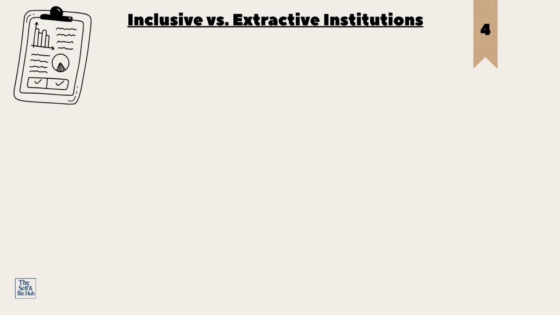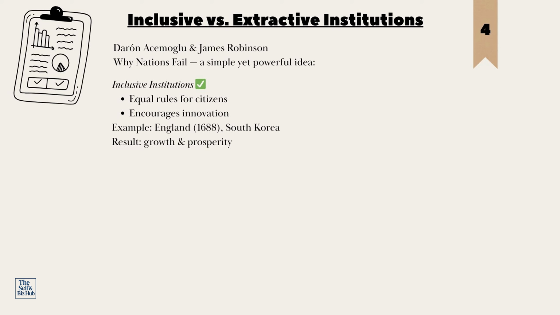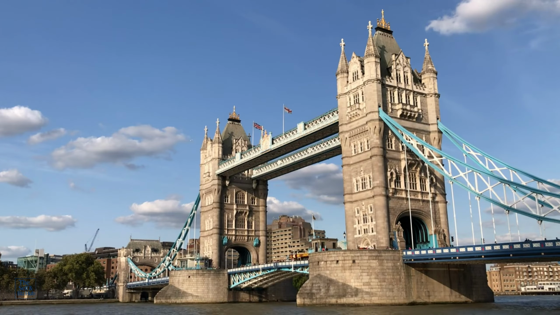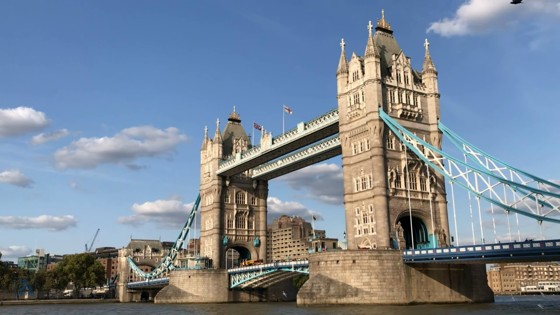Inclusive versus extractive institutions. In the previous lesson, we already touched on inclusive and extractive institutions. Let's revisit them. Daron Acemoglu and James Robinson, in their book Why Nations Fail, present a simple yet powerful idea. Inclusive institutions bring citizens into the economy, ensure equal rules of the game, and encourage innovation. Example: England after the Glorious Revolution of 1688. Parliamentary control limited the monarchy, creating a predictable system that supported growth and innovation.